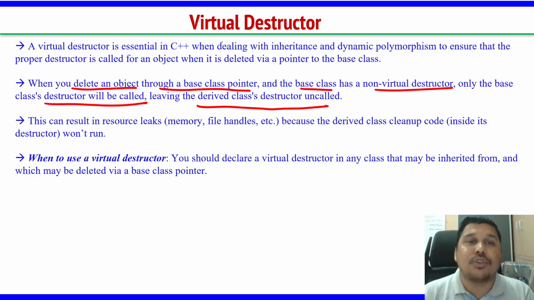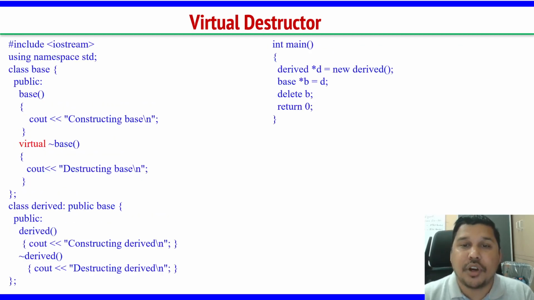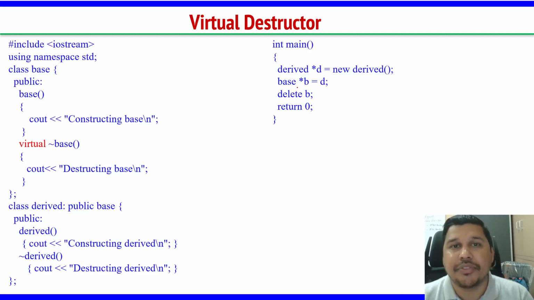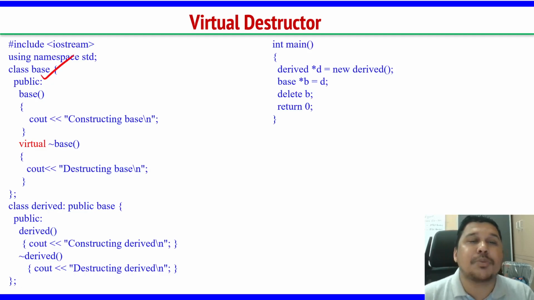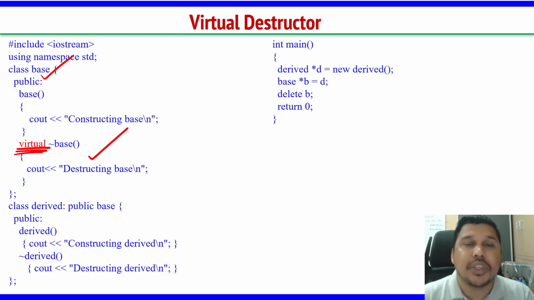Okay, so when do we have to use this virtual destructor? You should declare a virtual destructor in any class that may be inherited from and which may be deleted via the base class pointer. So if you are creating an object dynamically and deleting that object through the base class pointer, then you definitely have to use the keyword virtual, to create a virtual destructor which will call both the parent class and the child class destructors.